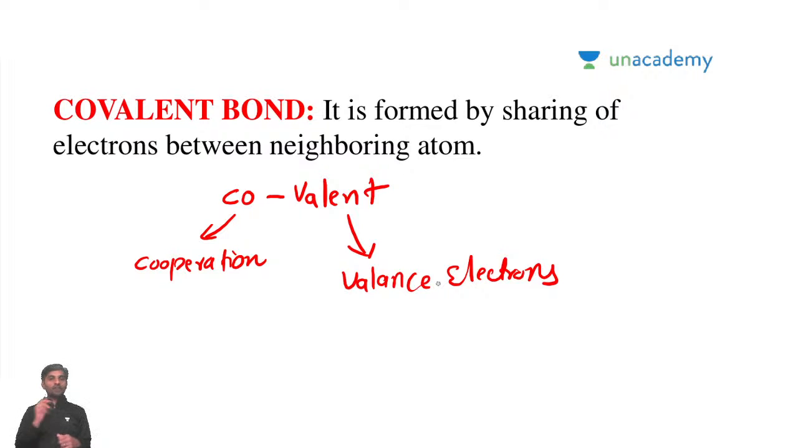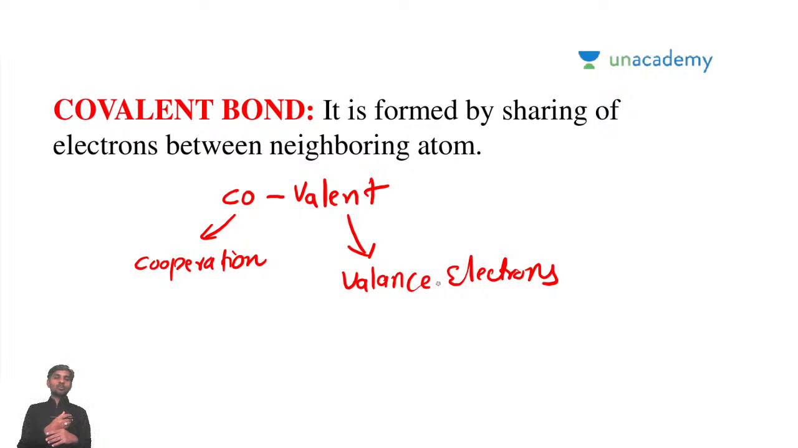The bond which is formed because of the cooperation of the valency electrons is called a covalent bond. Generally, what will happen, sir? When you do something, cooperation means what? Cooperation means both of them will come together, share their points, and work together. That is cooperation.